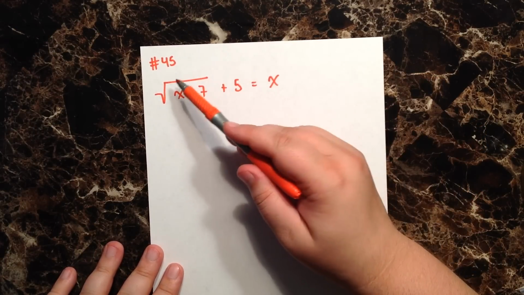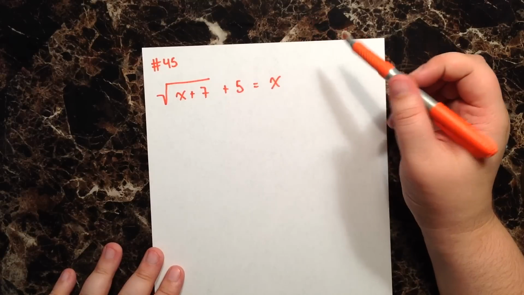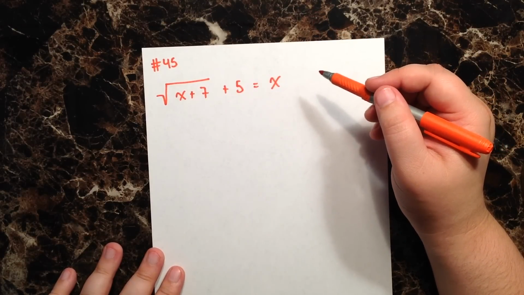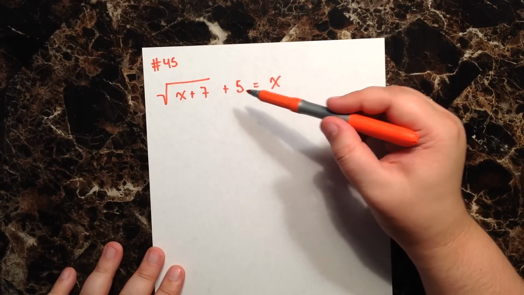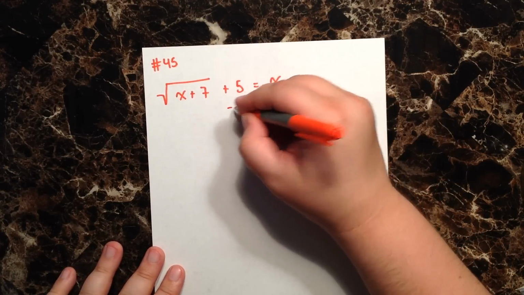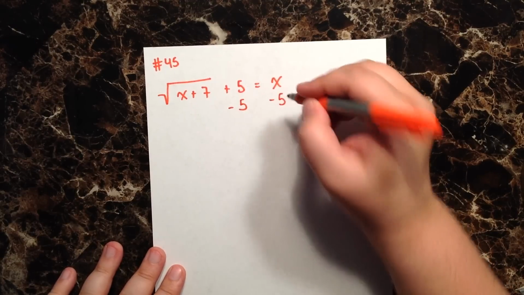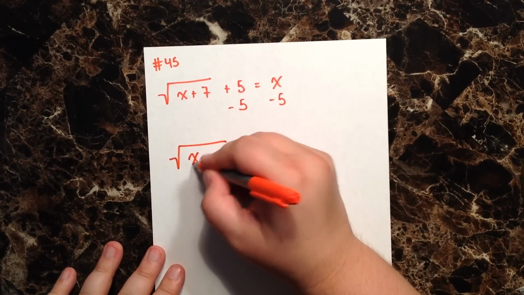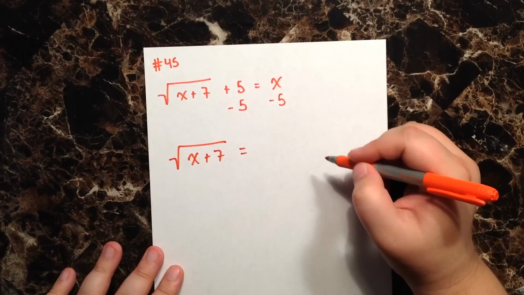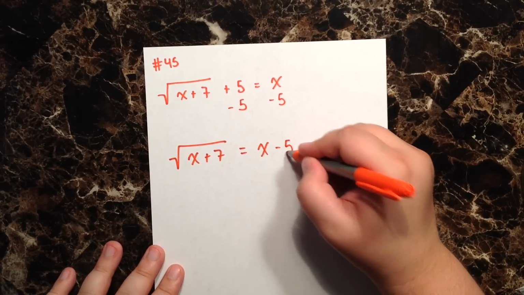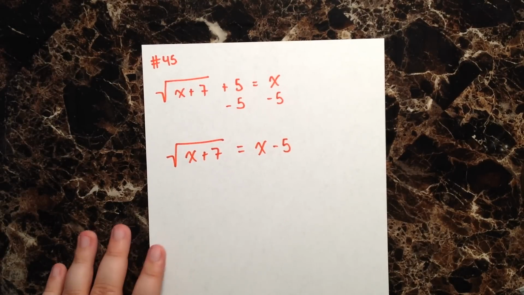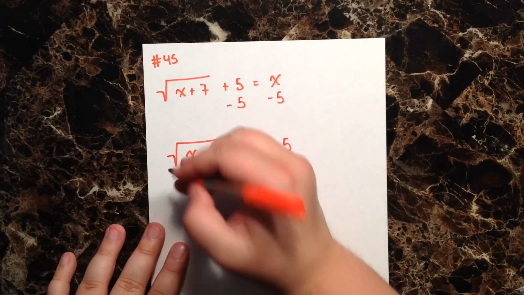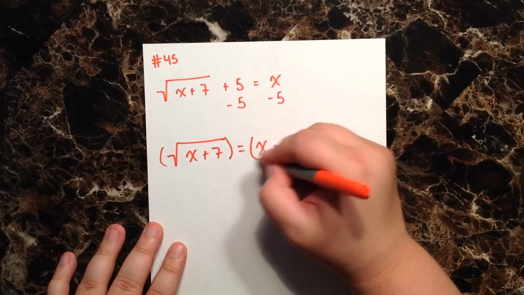I probably want to get rid of this radical sign, but before I can do that, I have to isolate my radical on one side of the equation. Right now I have my radical plus 5, so it's not isolated. So let's subtract 5 from both sides. That way I have an isolated radical, and we get radical x plus 7 equals x minus 5. To get rid of the radical sign, I'm going to square both sides.